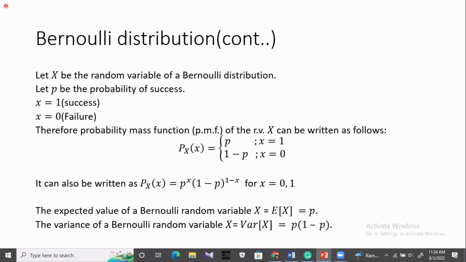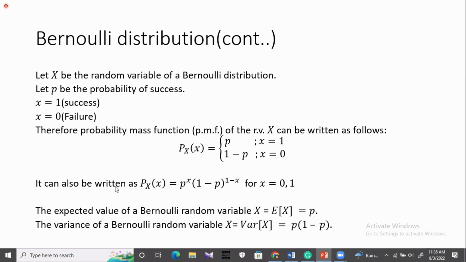When the random variable X takes the number 1, what is the probability of a success? That is simple p. When X equals 0, that means when there's a failure, then the probability of a failure should be 1 minus p. So that is called the probability mass function, or we can say the probability distribution, of the random variable capital X for a Bernoulli distribution, right? For a Bernoulli trial. Understand?